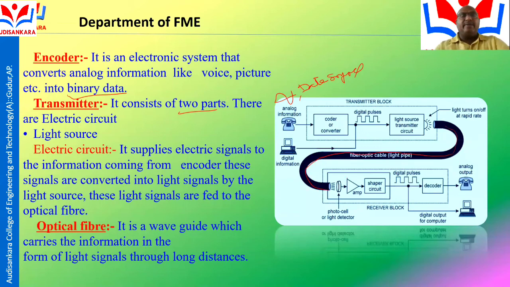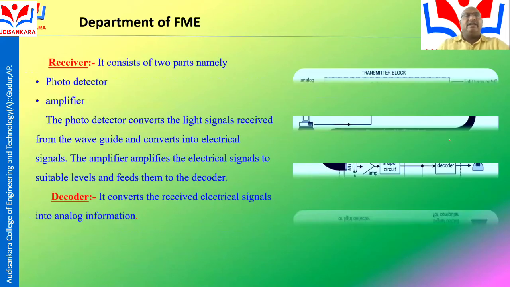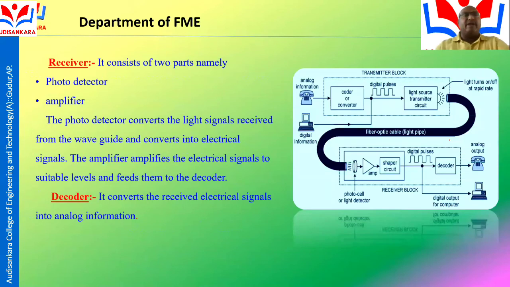The optical fiber cable carries the signal over long distances, kilometers of distance. It is a waveguide which carries the information in the form of light signals through a long distance. At the other end, the receiver receives the signal. It has two parts, namely the photodetector and the amplifier.